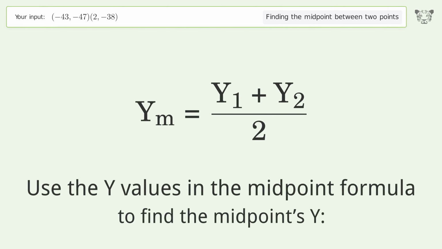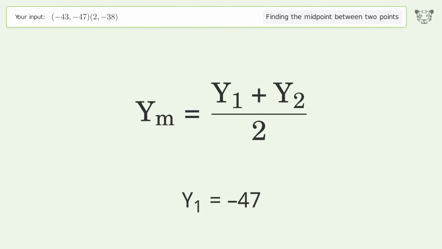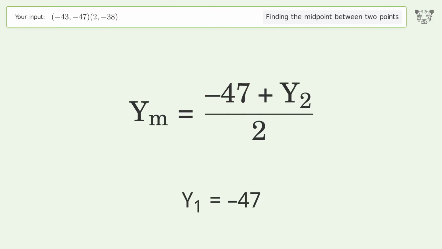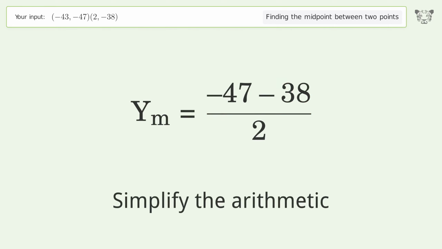Use the y values in the midpoint formula to find the midpoint's y. y1 equals -47. y2 equals -38. Simplify the arithmetic.